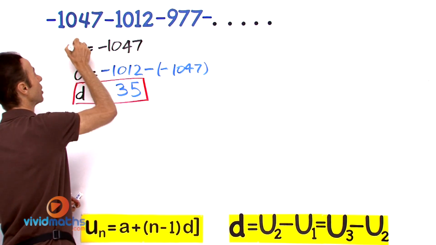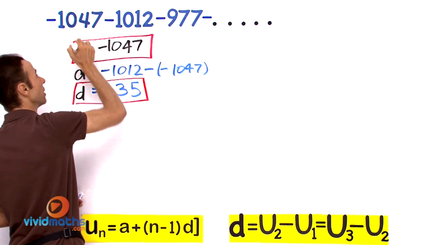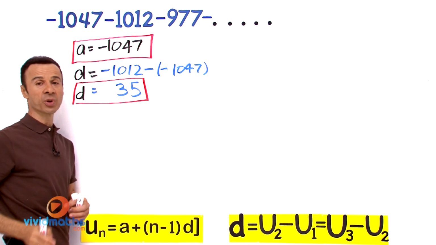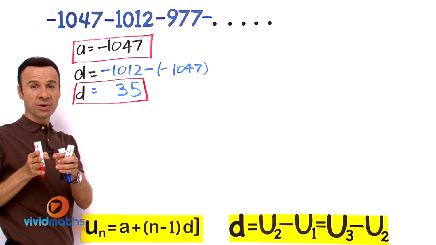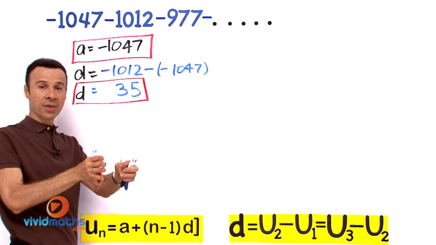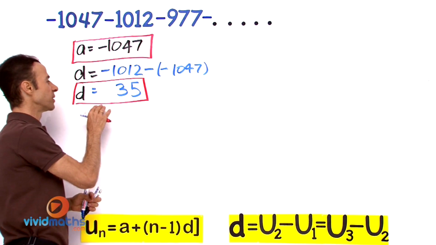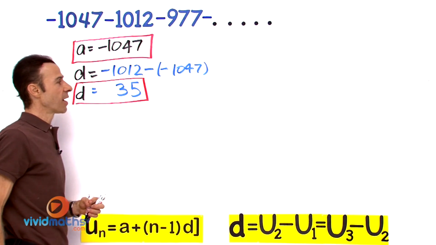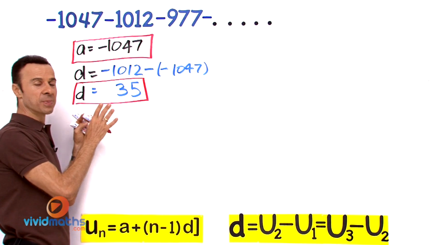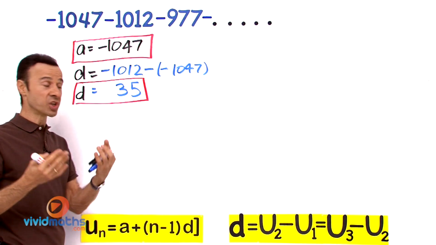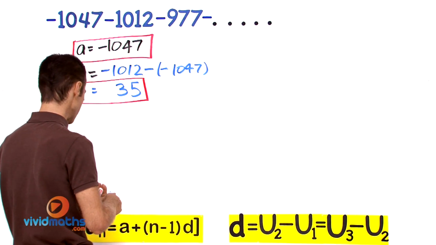You ask the question, what have I got? We've got A, the first term, and D, the common difference. When you've got an arithmetic series, there is a constant number that determines each successive term, and that is the common difference D, which is 35. Now that we've worked out those elements, we want to work out the general rule.